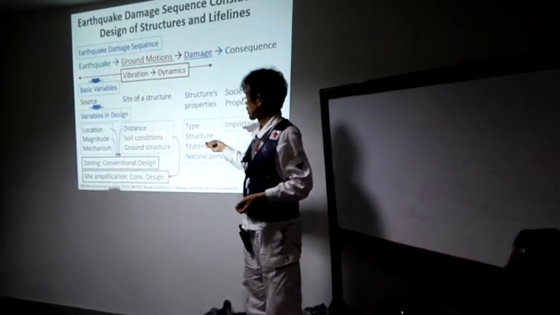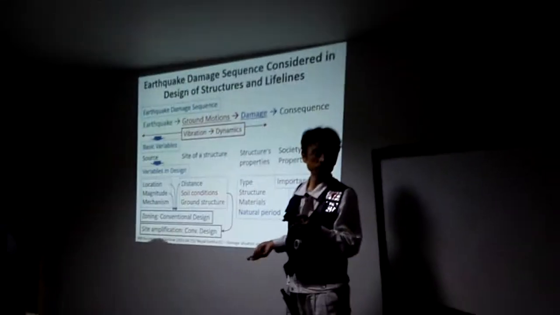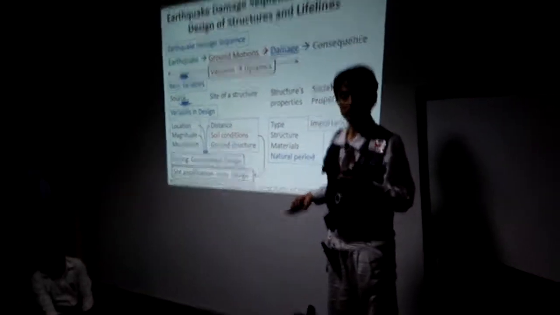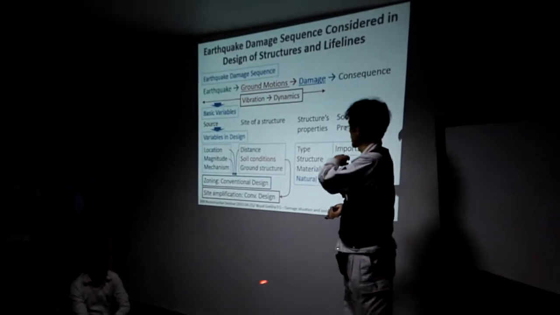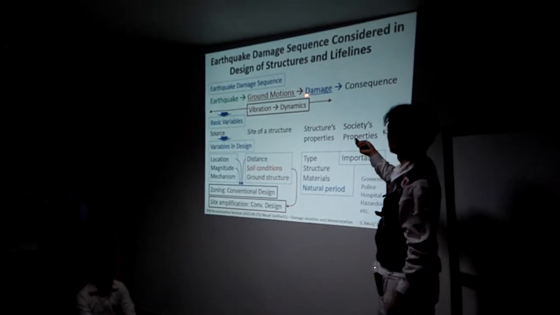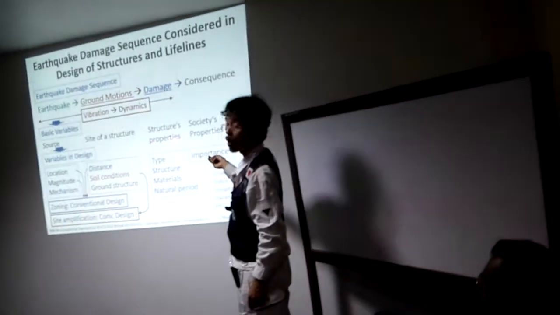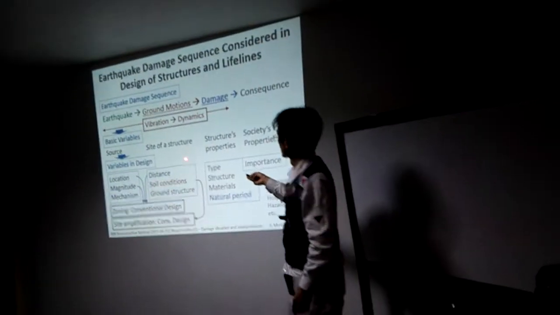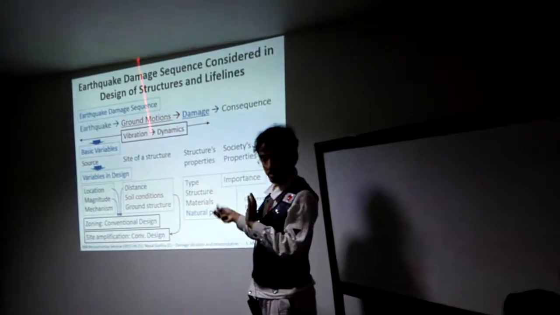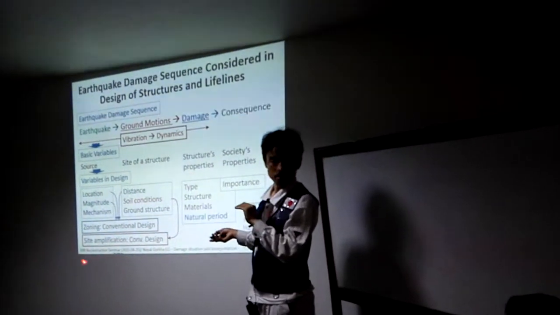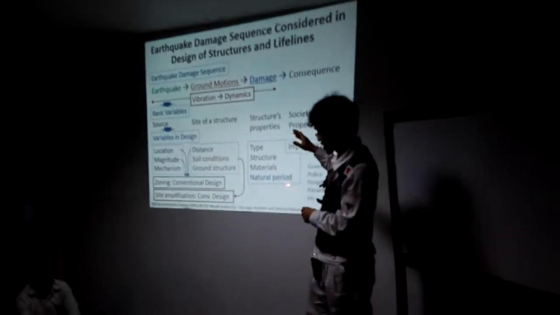This kind of consideration began almost 70 or 80 years ago in Japan, from the great experience of the great Kanto earthquake in 1923. I will talk about that later. And the damage depends on the structure's properties as well as ground motions. Ground motion is force. The structure's properties are resistance.